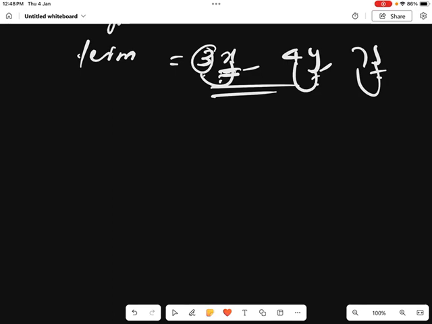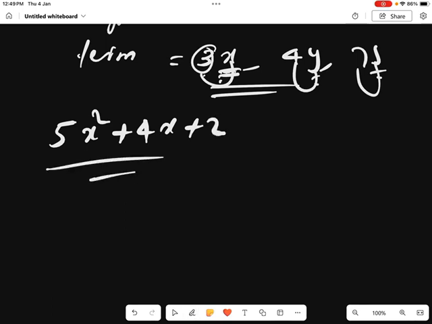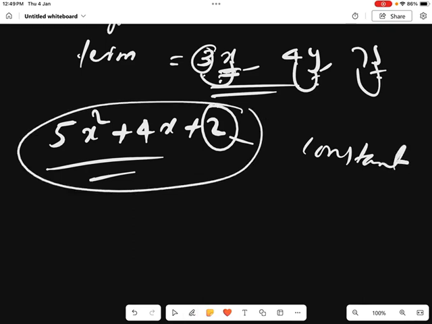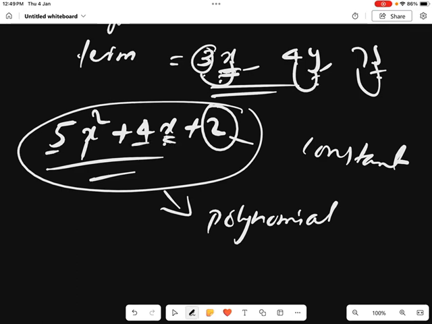See the example of polynomial: 5x square plus 4x plus 2. Here the term 2 is a constant. This is a polynomial, and x is the variable, 5 and 4 are coefficients of x, and 2 is the constant term. This is called an example of polynomial.